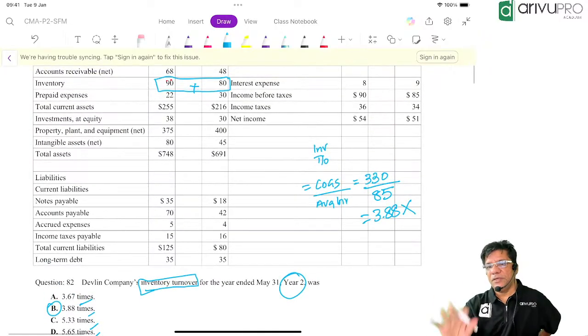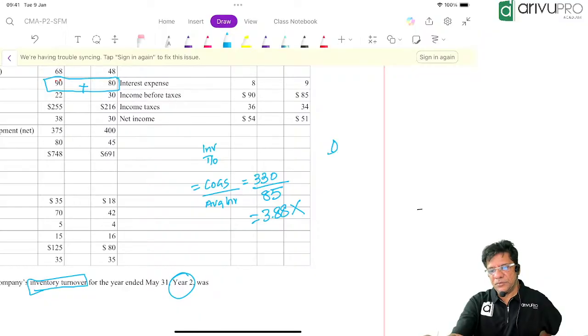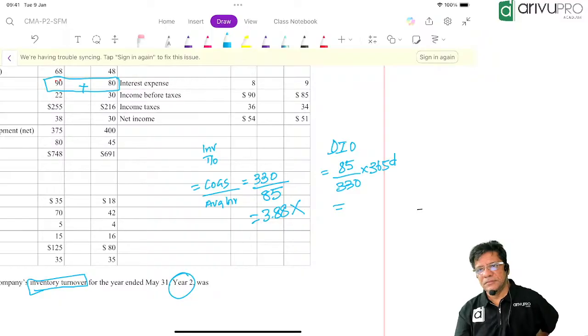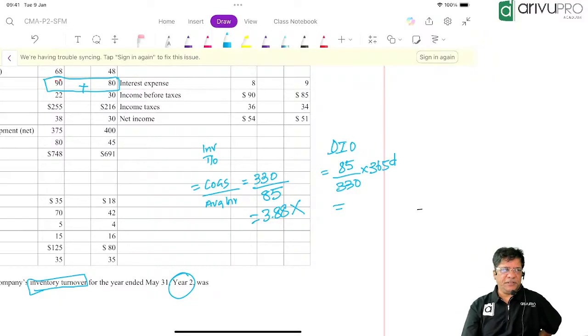Okay. Now I'll give you one shortcut, also long cut. DIO. What's the normal formula? Reverse this, no? Average inventory 85 divided by cost of goods sold 330. Question is silent. We will use 365 days. How many days? 85 divided by 330 into 365. 94 days.